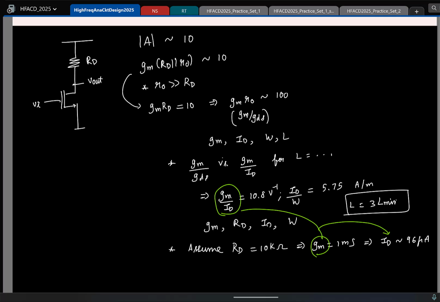What will I do? I already know ID by W. I just found out ID. So I use these two pieces of information. That gives W to be about 17 microns.